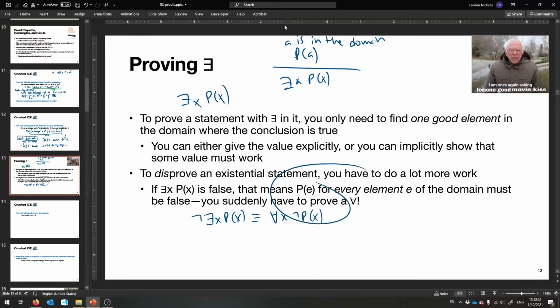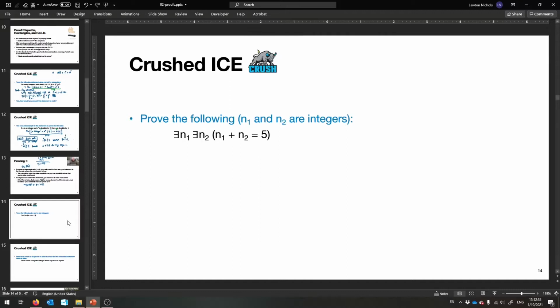So this is the English way of saying that, and that is your recap on proving a there exists or disproving a there exists. And now it is your turn.